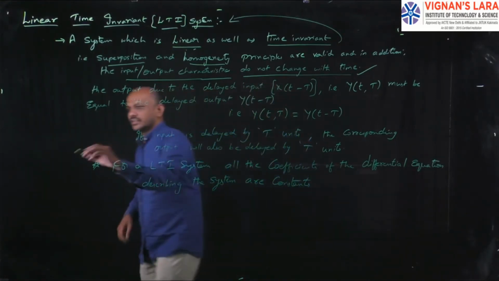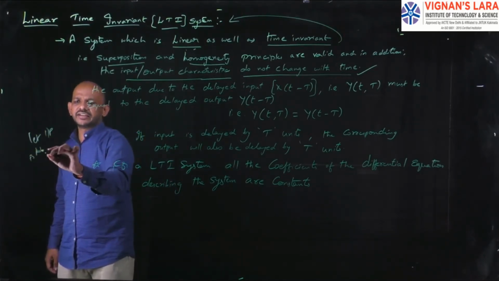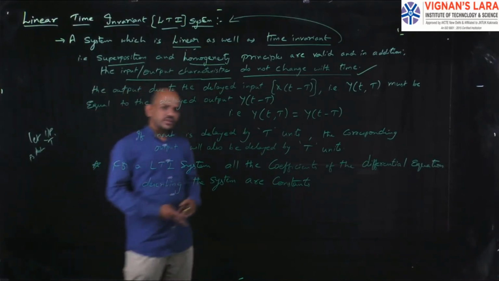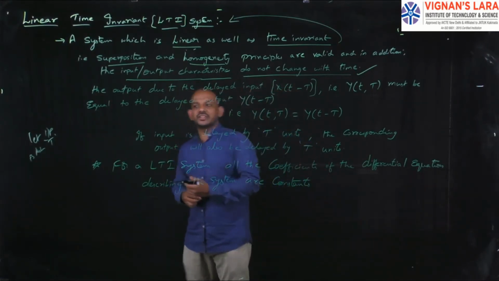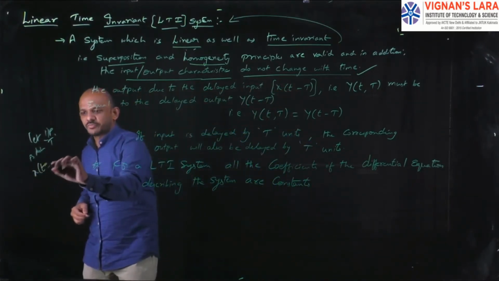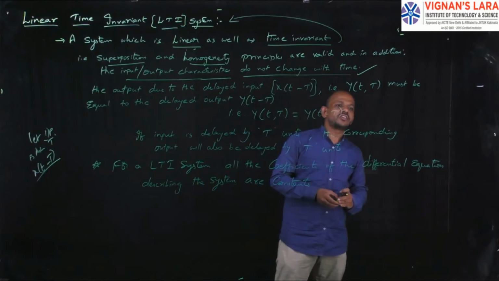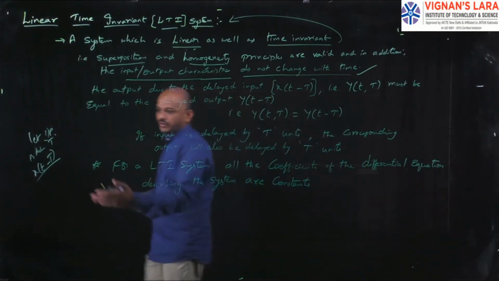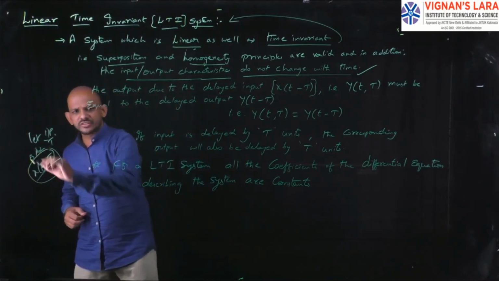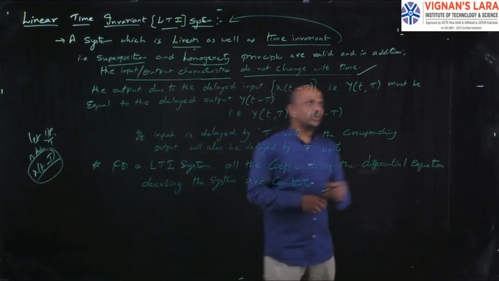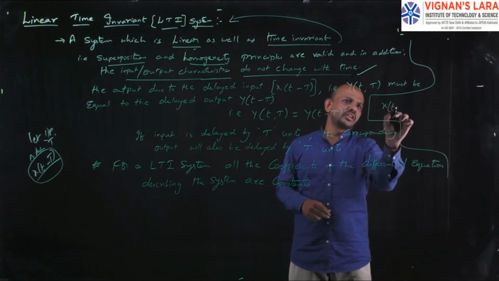Let's consider the input is delayed by capital T seconds. So, the delayed input is represented with x of small t minus capital T. We all know this. Because if there is an advance, then you have to represent it with x of small t plus capital T. If there is a delay, we have to represent it with x of small t minus capital T. Now, this is the delayed input.